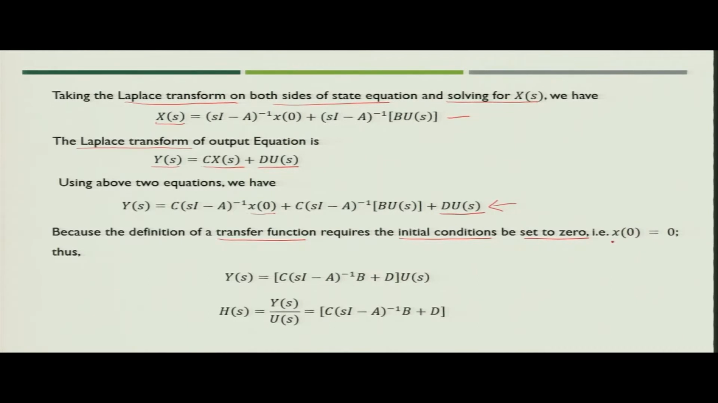Now, if you set the initial condition to 0 and simplify the above equation, you get Y(s) = [C (sI - A)^-1 B + D] U(s). And what is Y(s)/U(s)? It is the ratio between output and input, which is the transfer function of the system. So, the transfer function is C (sI - A)^-1 B + D. This is the equation which defines the relationship between the state equations and the transfer function.